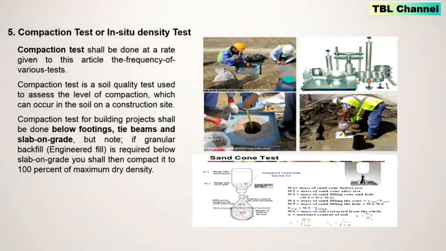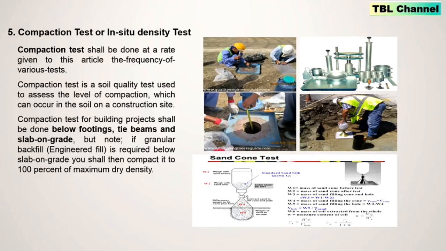Number 5. Compaction test or in situ density test. Compaction test shall be done at the rate given to this article, the frequency of various tests. Compaction test is a soil quality test used to assess the level of compaction, which can occur in the soil on a construction site. Compaction test for building projects shall be done below footings, tie beams, and slab on grade.